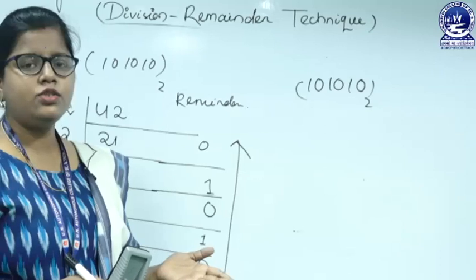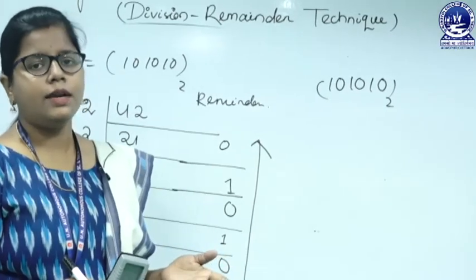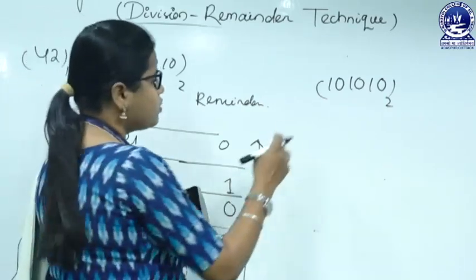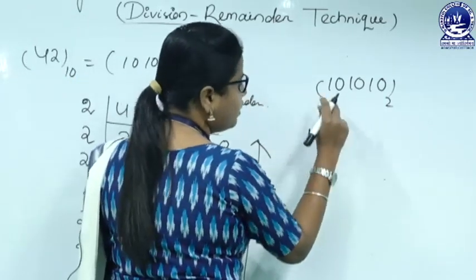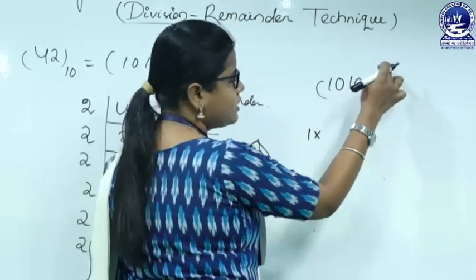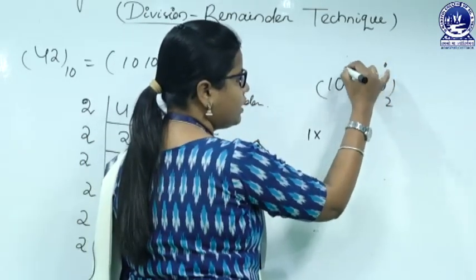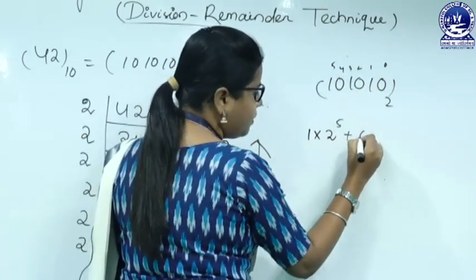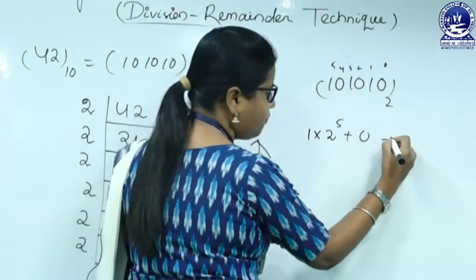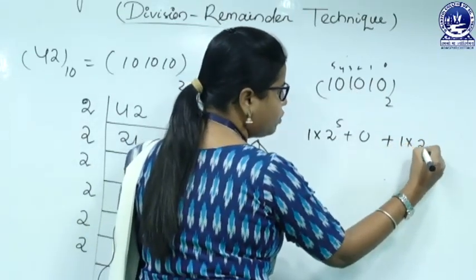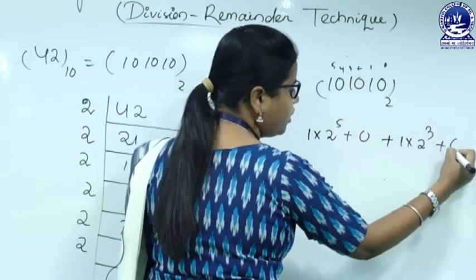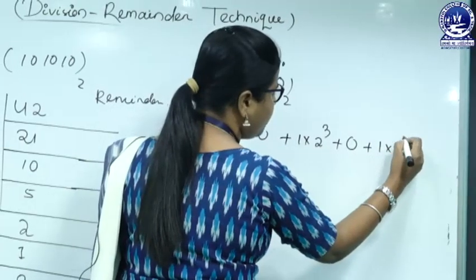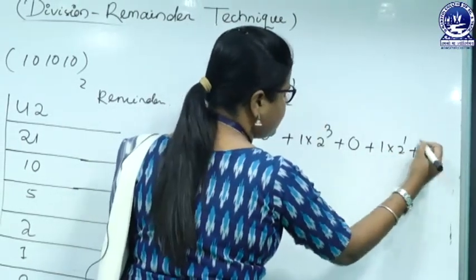So for that, we need to calculate the column value and multiply the column value by the corresponding digit. So here is the 1, and this column value is what? This is the weightage 0, 1, 2, 3, 4 and 5. So 1 into 2 to the power 5 plus 0 into something that is 0. Again 1 into 2 to the power 3 plus 0 into something that is 0 plus 1 into 2 to the power 1 plus 0 into something that is 0.